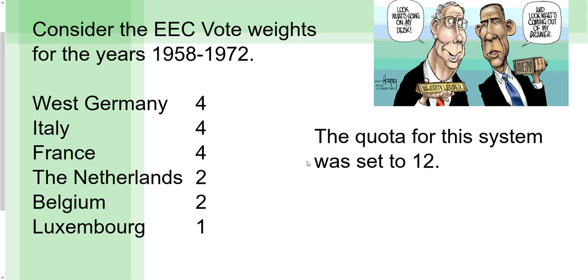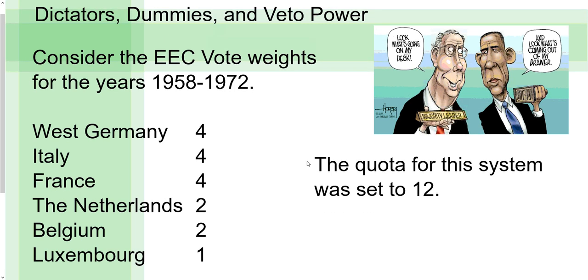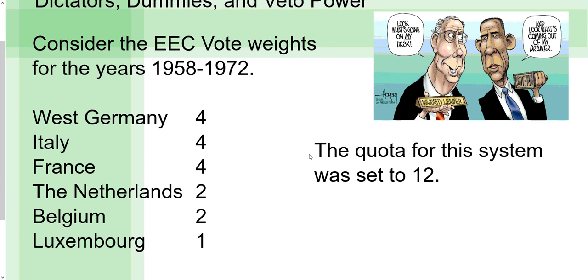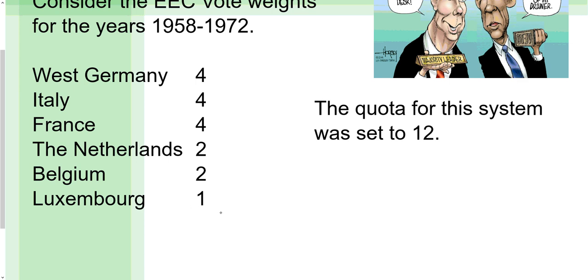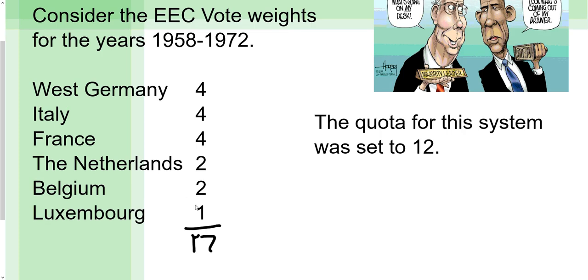Okay, here's a situation as well that we can take a look at. So, European Economic Community for the years 1958 to 1972 had 6 countries that were voting members. This is a legitimate table, 17 votes. This was a group of 6 countries. Essentially, the way that it worked is like West Germany sent 4 people, Italy sent 4 people, France sent 4 people, Netherlands sent 2, Belgium sent 2, and Luxembourg sent 1. But the people from one country essentially voted together.